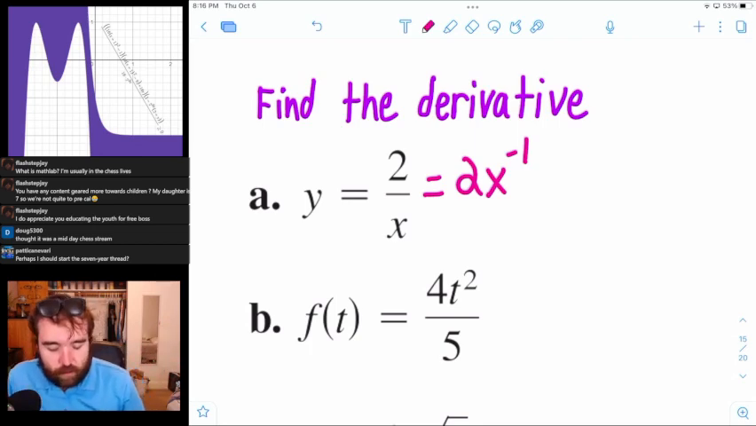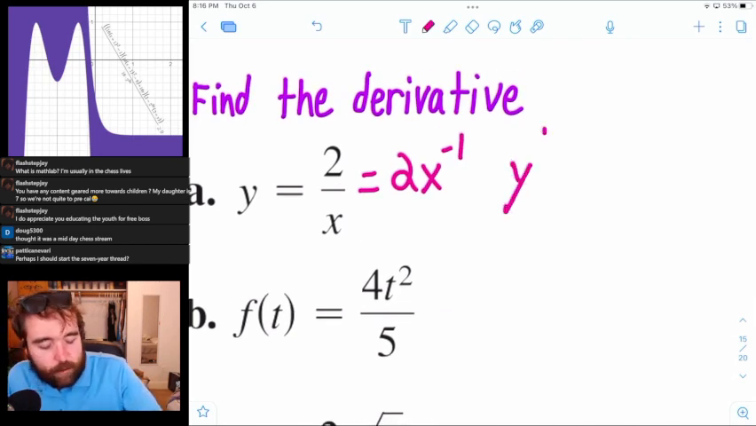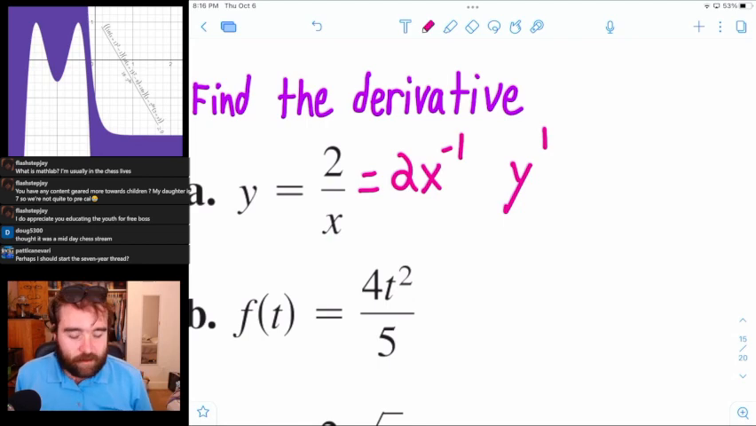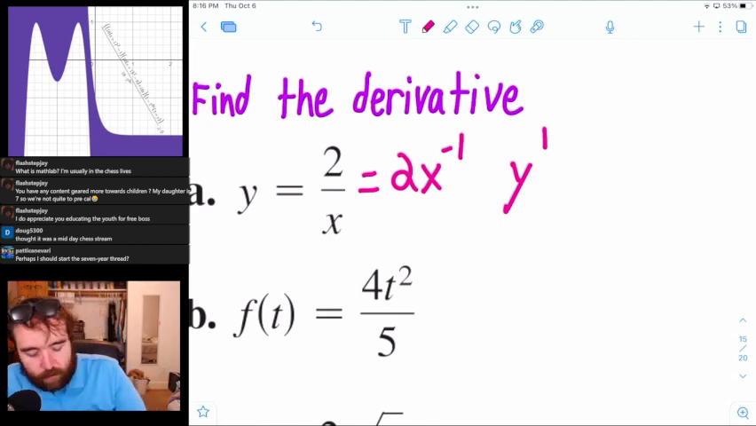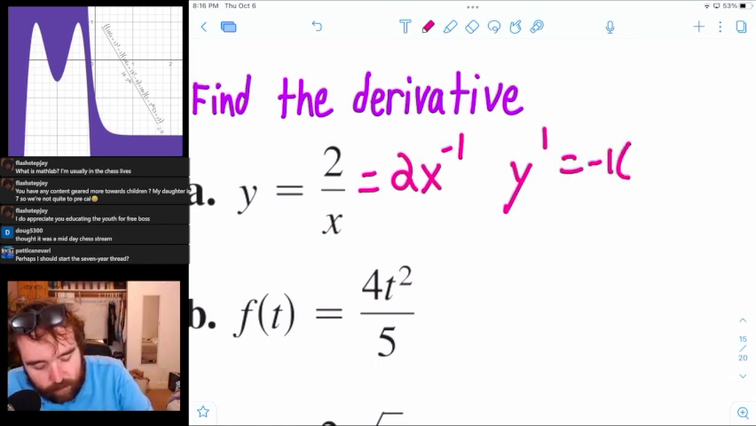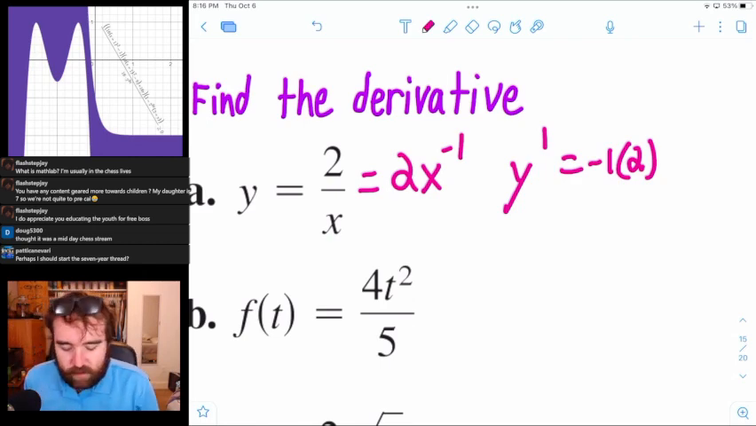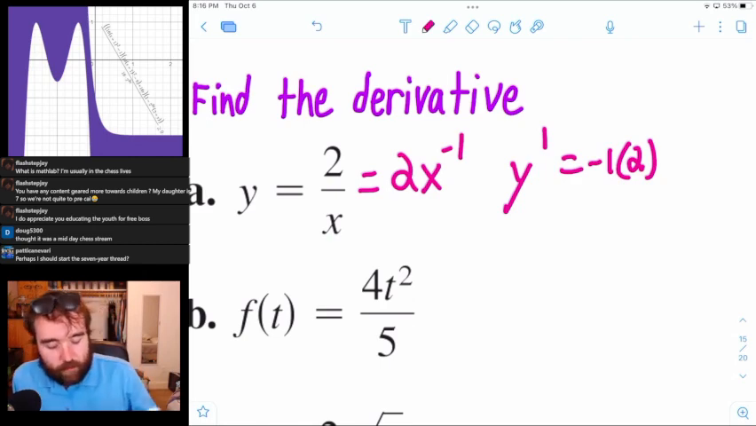Now we can take the derivative. So we'll note that by saying y prime, this prime is like the derivative, it equals what? So how do we do this? Well, it's the same exact thing. We move the power to the front. So we'll say negative 1 times 2. Because, of course, those coefficients always stay there when you're taking derivatives. And then the power decreases by 1.